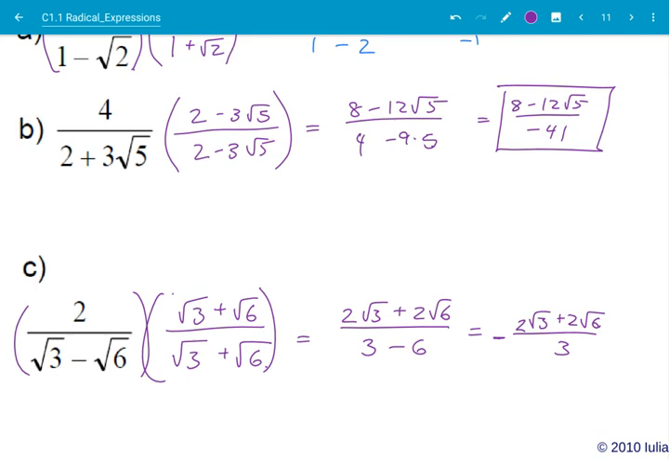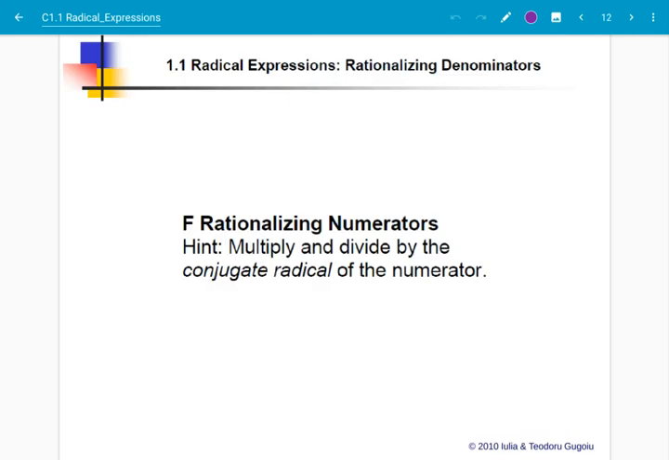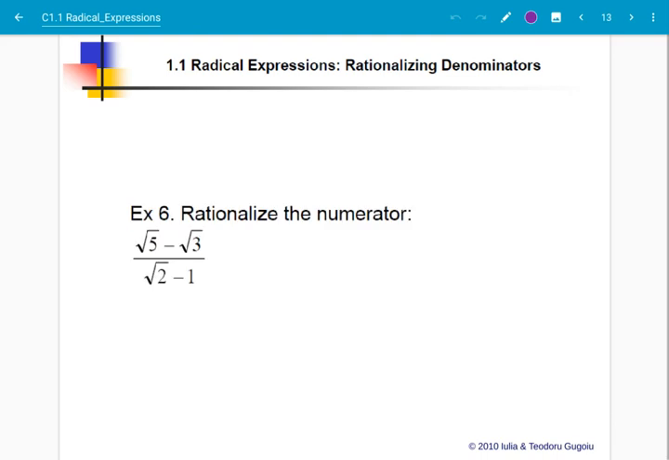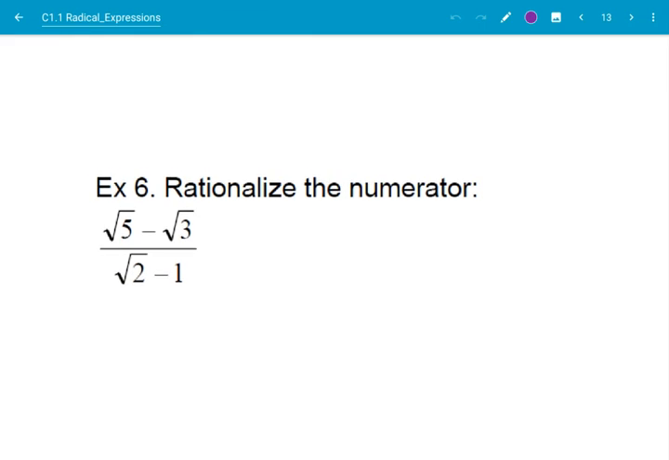Now, proper form in general math is to have no radicals in the denominator, so we rationalize. But in calculus, we're not just looking at proper form. We're looking at simplifying certain things. So sometimes you'll actually be trying to rationalize the numerator, in which case you multiply by the conjugate of the numerator. So that's root 5 plus root 3 over root 5 plus root 3.